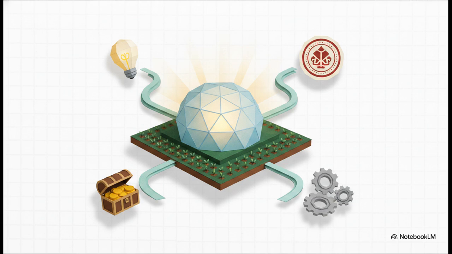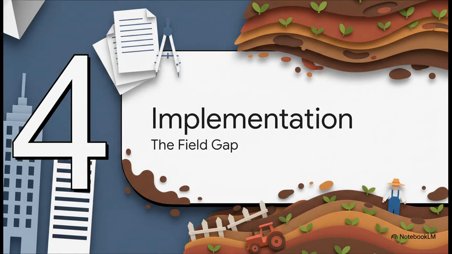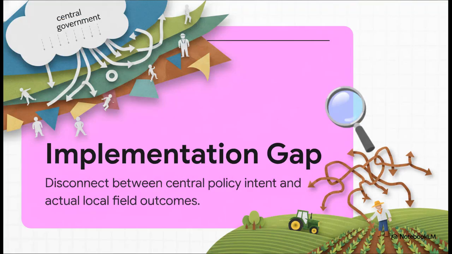It's the blend that makes the policy successful. Now for the real test. Section 4, implementation, the field gap. Okay, so you've got a brilliantly formulated plan. Awesome. But a pristine theory drafted up in some capital city office building must eventually meet the muddy, unpredictable reality of the local farm. And this is exactly where we slam into the implementation gap.